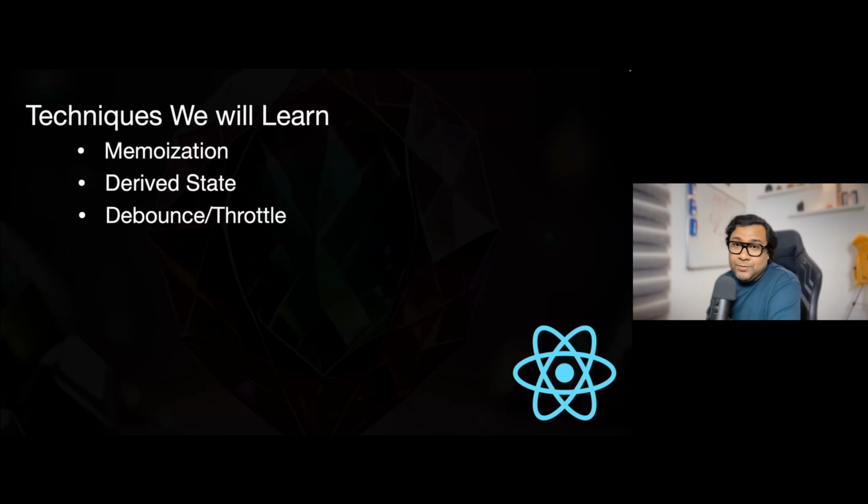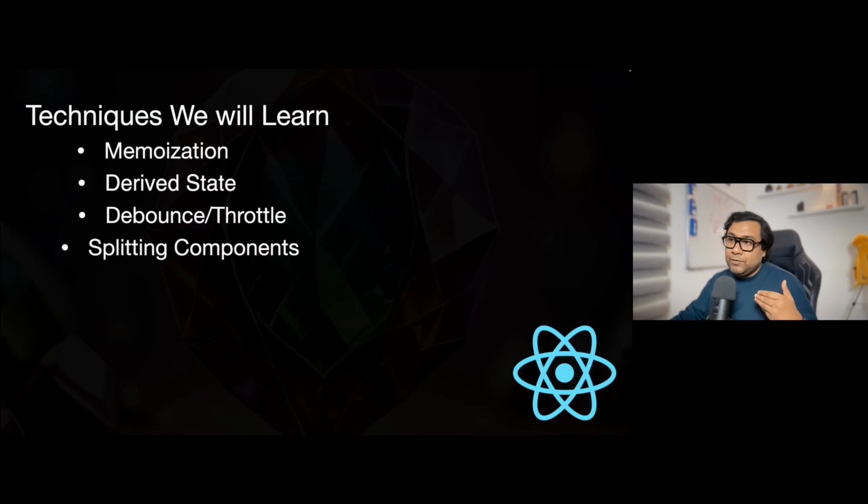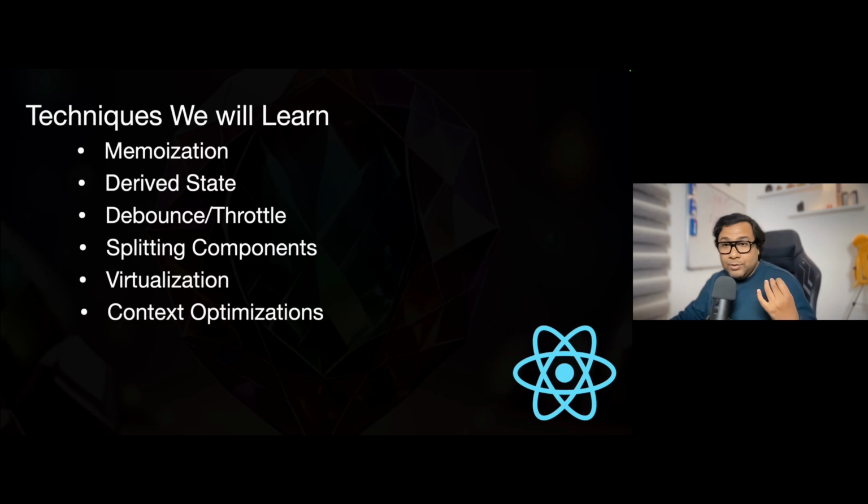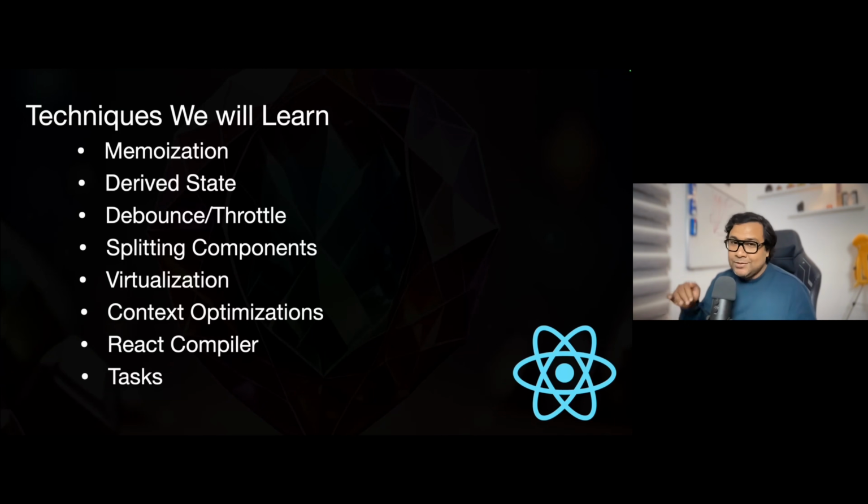So as promised, we have covered memoization, derived state, debounce, and throttle. We also spoke about re-rendering and the problem due to that. In the next session, part 2, we are going to cover the splitting components methodology, virtualization. We're going to talk about context optimization and also about the React compiler. However, you know that none of our sessions gets over without a task, right? This session, even though it's a part 1, has its task. Let's take a look into that.